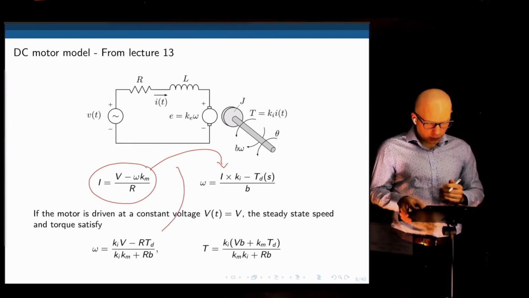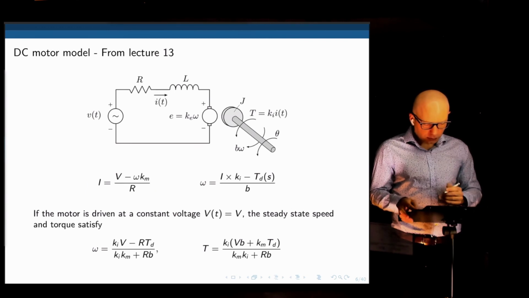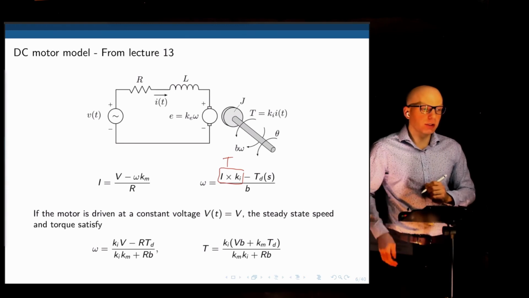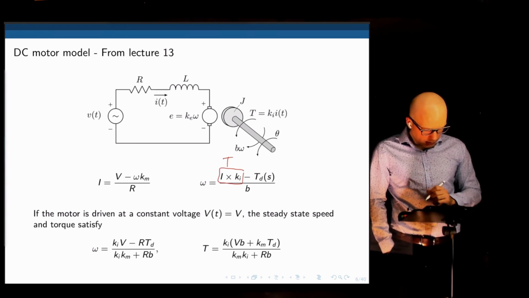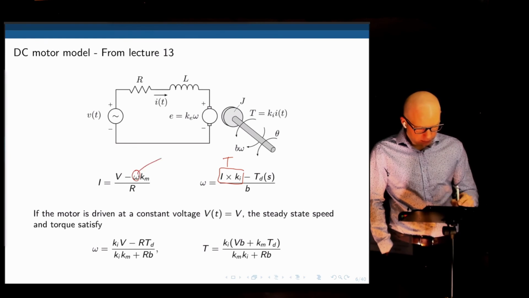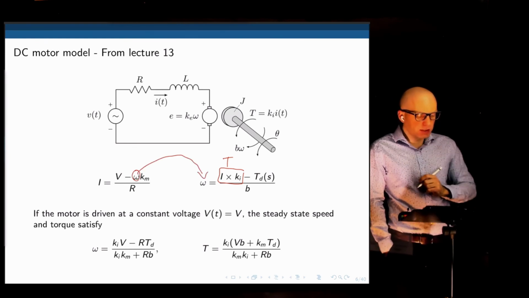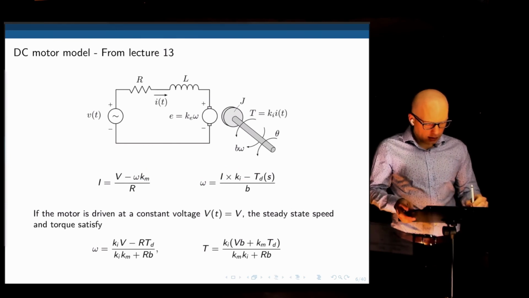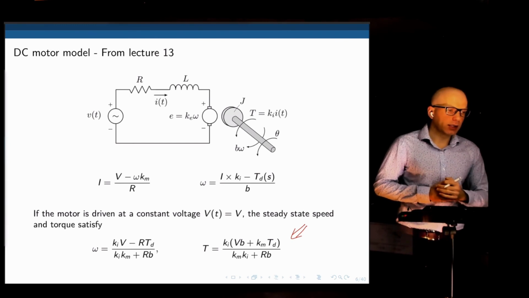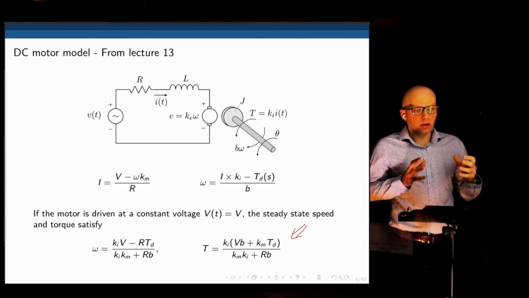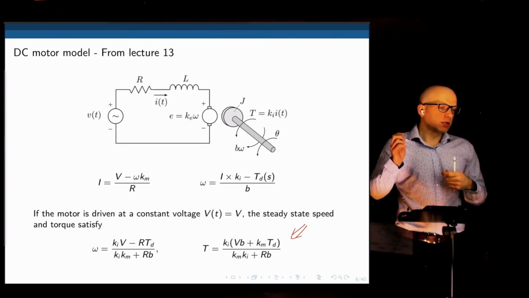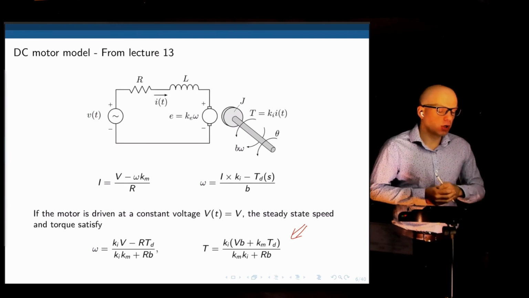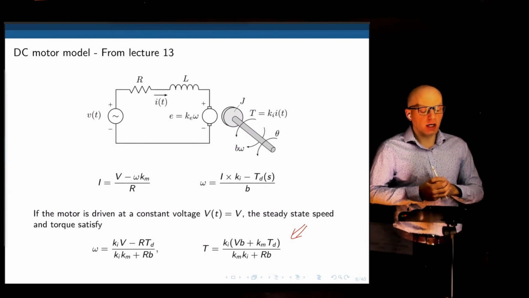We can do the same for the torque. This would be the torque developed in the motor, current times Ki. We can now take the speed and replace the speed there, and then solve for torque itself. And then that gives the second equation. Let's assume that these two equations represent the steady state speed and the steady state torque. In other words, the steady state current divided by the torque constant when the motor is driven at a constant voltage V.